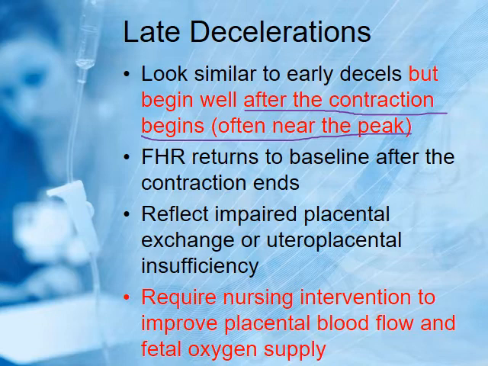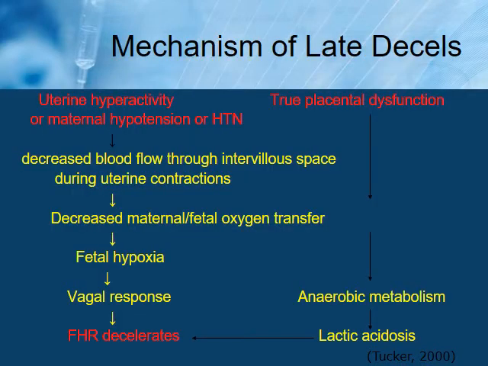They reflect impaired placental exchange or uteroplacental insufficiency. Realize that what is happening is the uterus is tightening and squeezing, the baby can tolerate it, and then boom, it can't. Okay, so we're going to see pictures of these in a moment. These require nursing interventions to improve placental blood flow and fetal oxygen supply. We'll learn what those are in a minute.